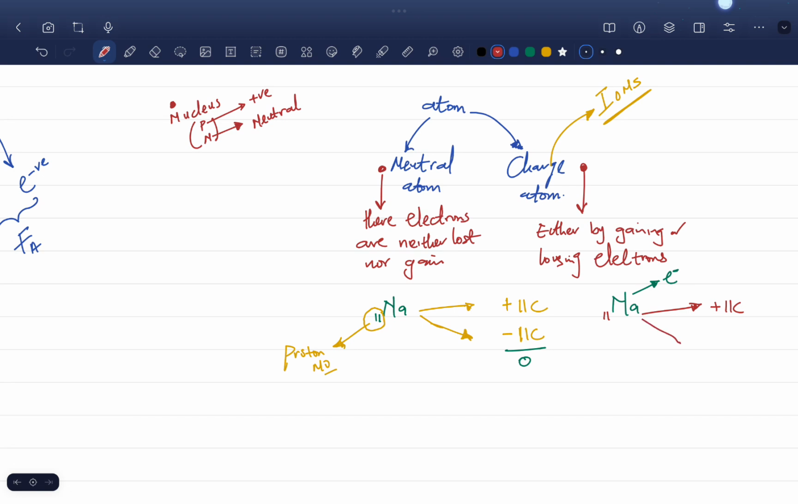The electron in this case is no longer 11, but is now -10 coulombs. Now we can add these up, and if we do this summation, we will get +1 coulomb. And thereby is the reason why sodium in its ionic state is written as Na+, indicating it has lost 1 electron.